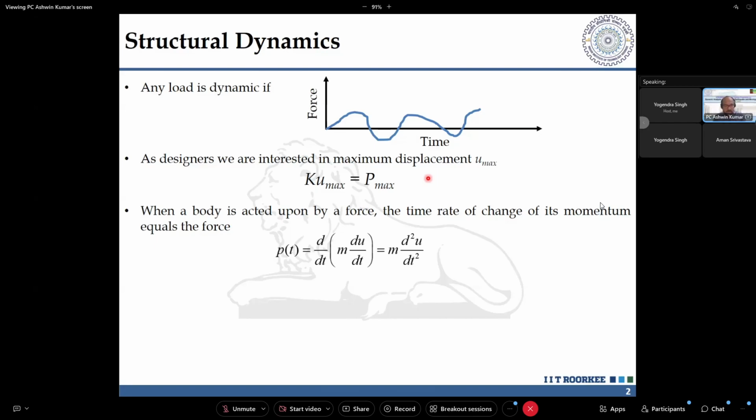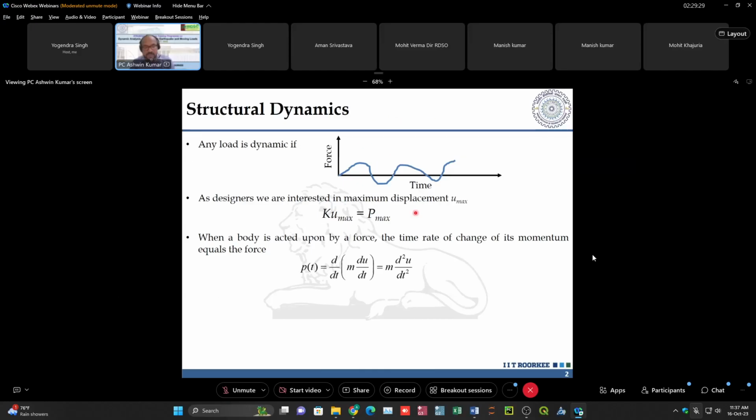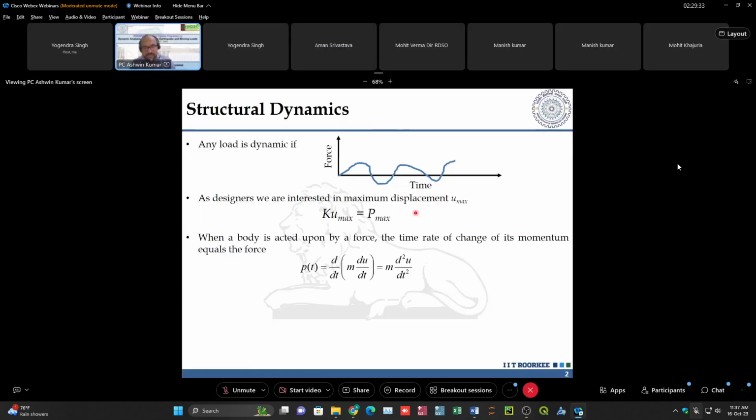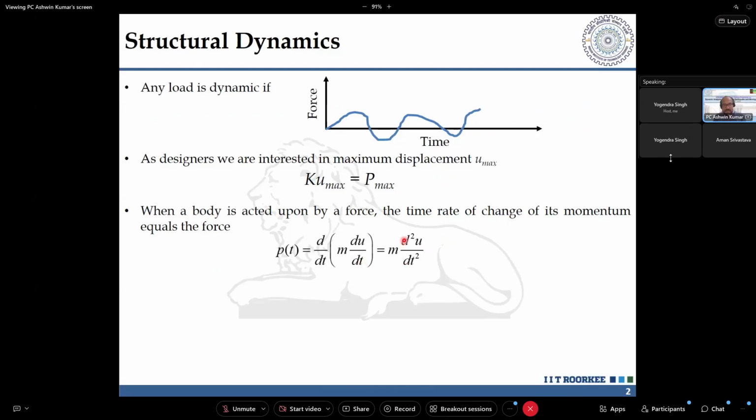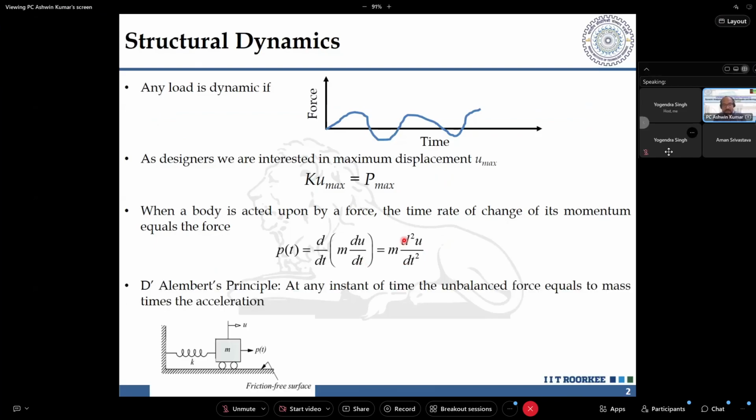So we know from Newton's second law of motion that when a body is acted upon by a force, the time rate of change of momentum equals that force. Now, in terms of structures, as Yogendra Singh sir has already told, we can lump a mass. If it is a floor, or a pier, we can lump the mass that is coming from the superstructure on top of the pier. That mass, which comes as part of the seismic mass, can be taken as a constant and taken out. So we get the equation mass into acceleration, which is the inertial force that we talk about.